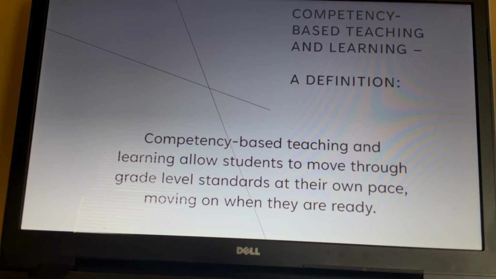So here is our definition of competency-based teaching and learning. They allow students to move through grade level standards at their own pace, moving on when they are ready. That's quite different from what we do in traditional classroom settings.